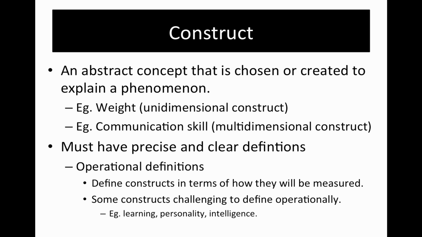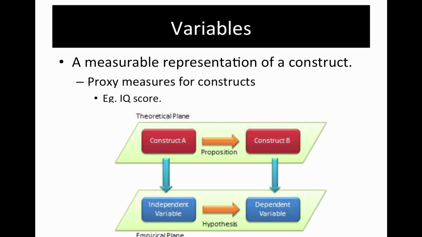Constructs used for scientific research, however, must have precise and clear definitions that others can use to understand exactly what it means and what it does not mean. Scientific research requires operational definitions that define constructs in terms of how they will be empirically measured.